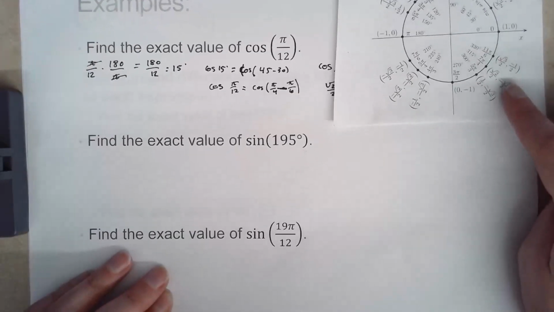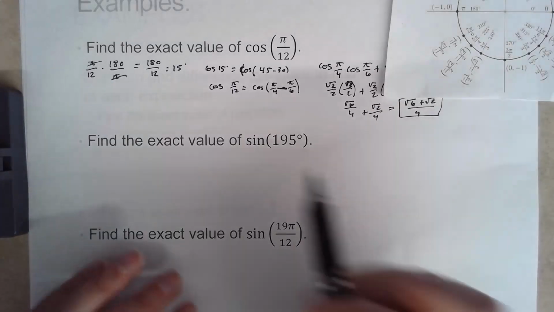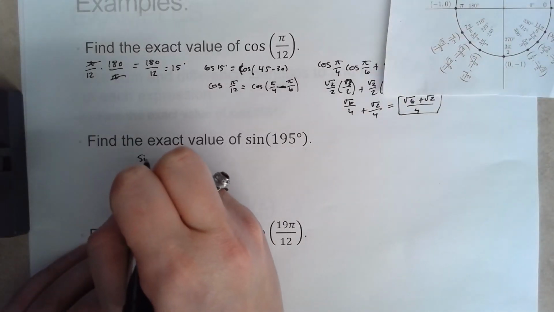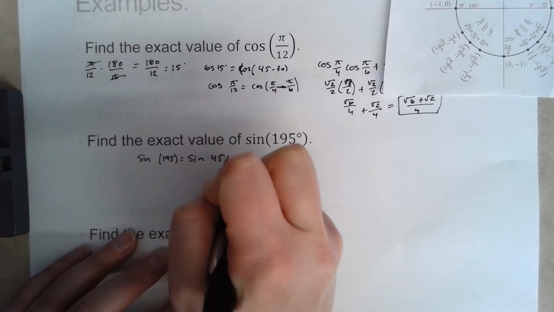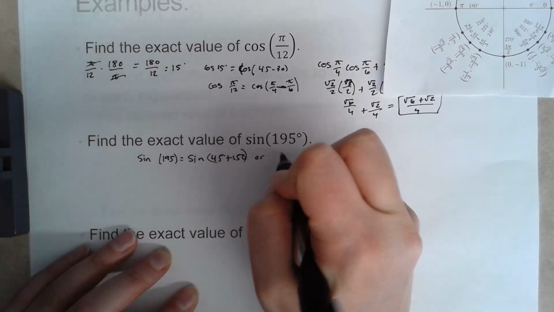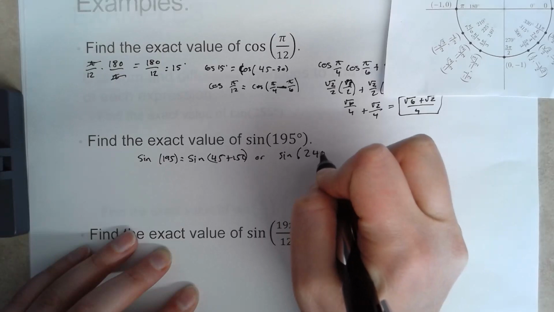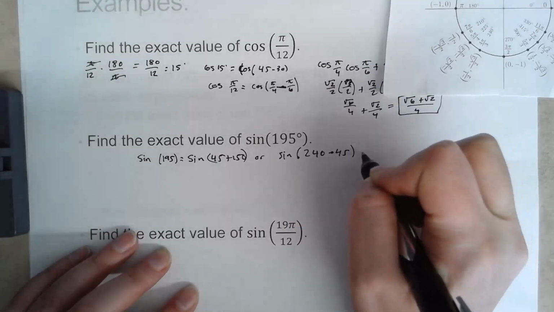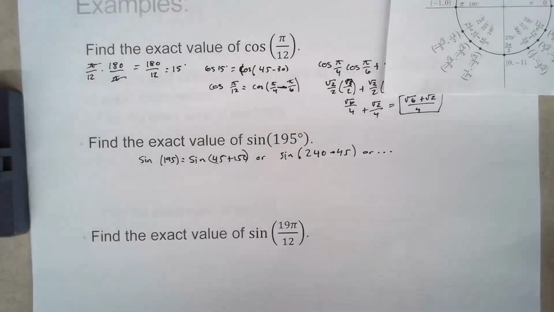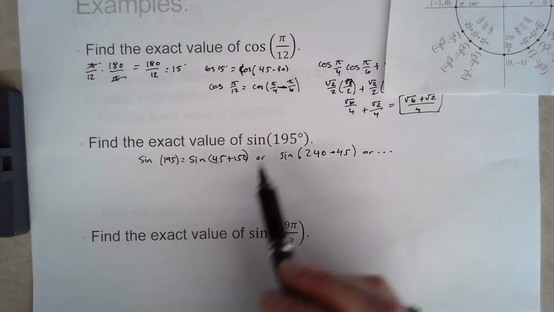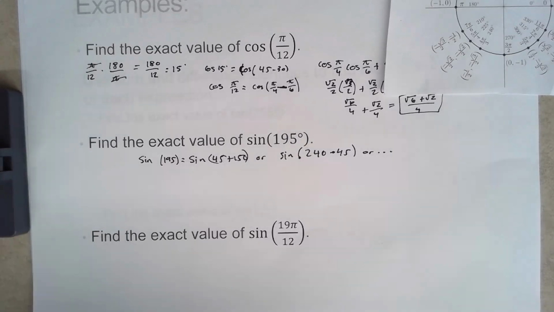It's just a time saver. Okay, so I've got sine of 195. So I can know that sine of 195 is the same thing as sine of 45 plus 150, or sine of 240 minus 45, or any combination of things. So when you're going through these problems and you come up with two angles that either add or subtract to the given one, and it's different than what I would have done, no worries, it will work. Okay, you don't need to worry about those.